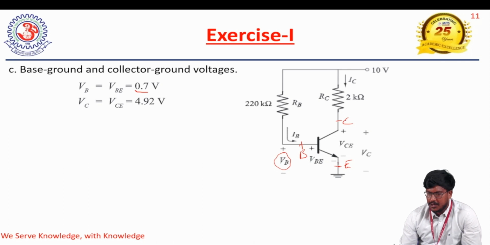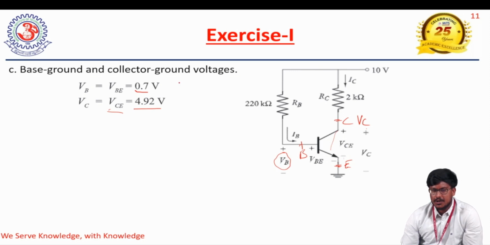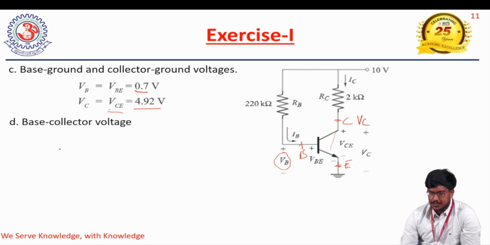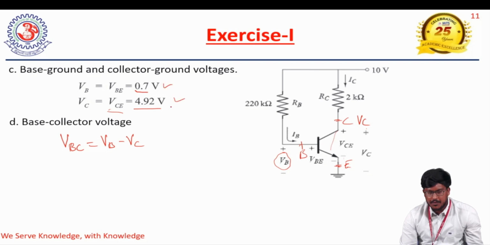Even with respect to the collector terminal, the voltage at the collector terminal we consider as VC, and the emitter is at ground potential. Whatever voltage is present at this point comes across the collector to emitter terminals. So we can write VC equals VCE, which we determined in the previous step as 4.92 volts. This is how to find the ground voltages. The next parameter we need to find is the base to collector voltage, VBC. The relation for VBC is VB, the voltage at the base terminal, minus VC, the voltage at the collector terminal. By using these two parameters, we can find the voltage of the base to collector junction.